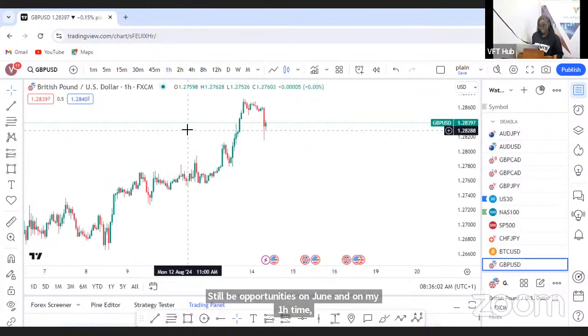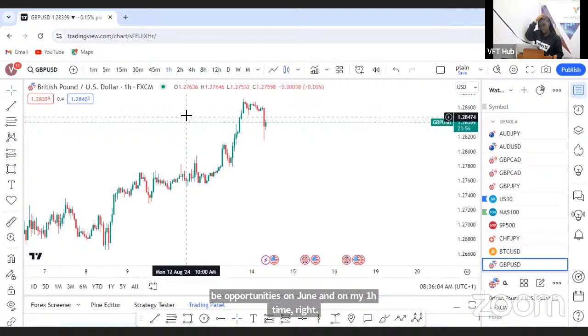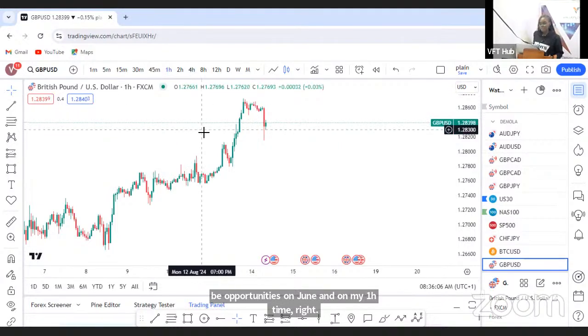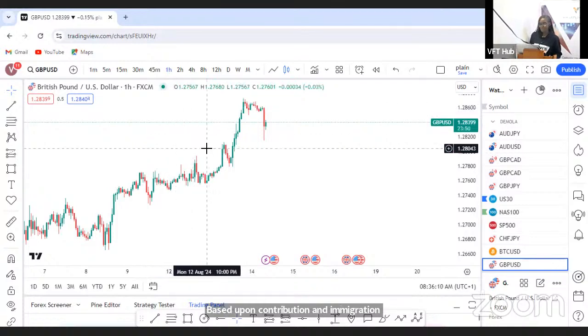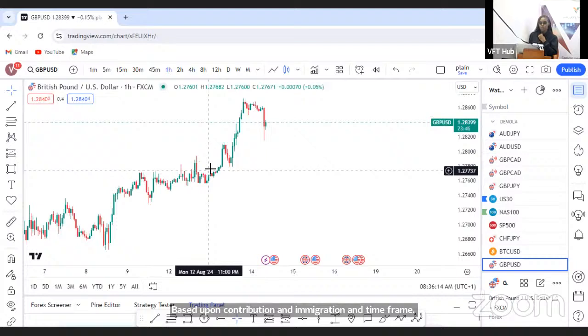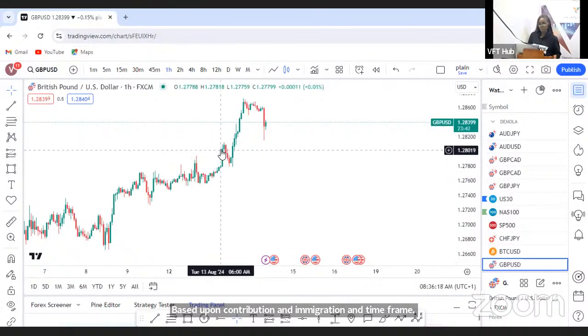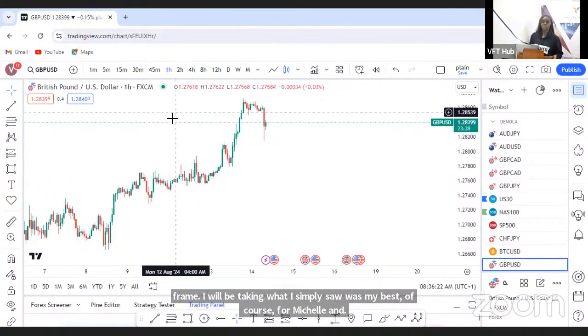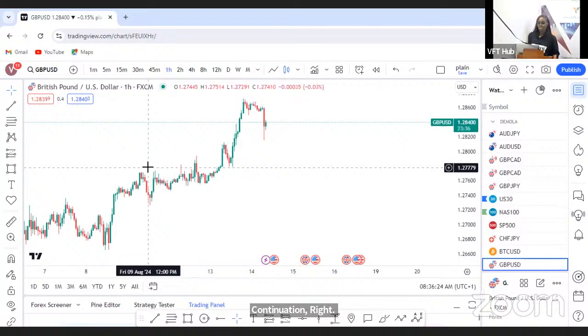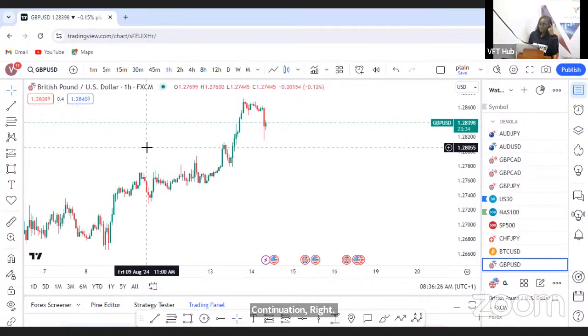Any retracement I see, my base support being formed, and continuation and variation on a 5-minute time frame, I will be taking the buy on GU. I bought 50 pips on GU yesterday. What I simply saw was my base support formation, continuation, and then a variation on a 5-minute time frame. I took the buy and I bought 50 pips in this way.